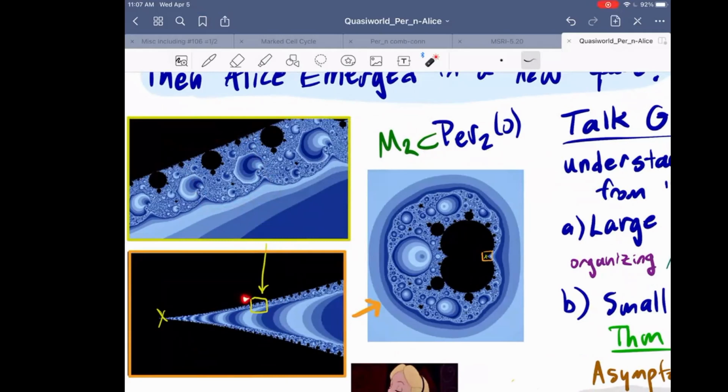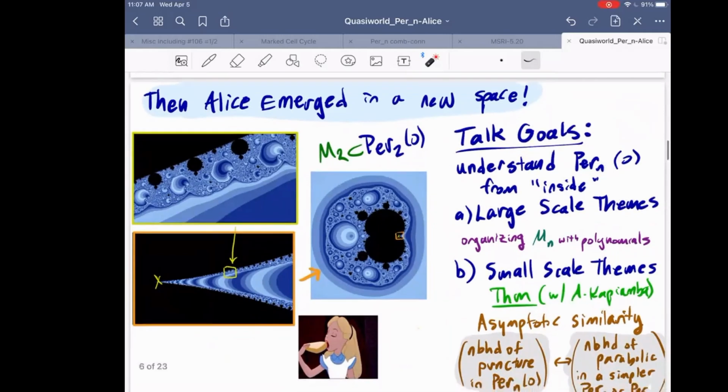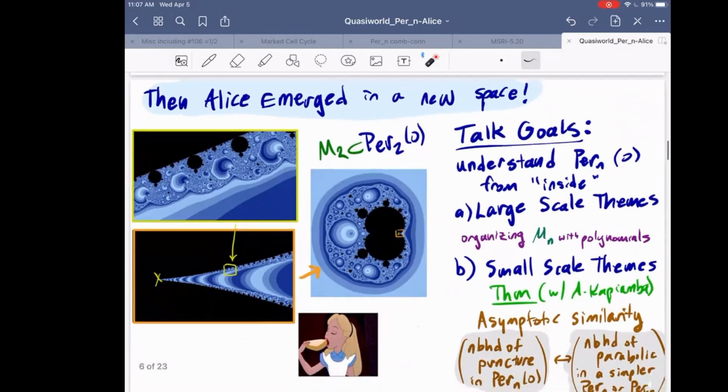But then when she looks to the left, she notices that there's a puncture. And there's nothing in Per_1(0) that has anything like a puncture. So she finds this very, very curious. She finds a piece of cake that says, "Eat me." And when she does, she grows very large and is sitting at the top of her variety next to infinity, so she can see all of the global structure all at once. The curve that she is looking at is Per_2(0).